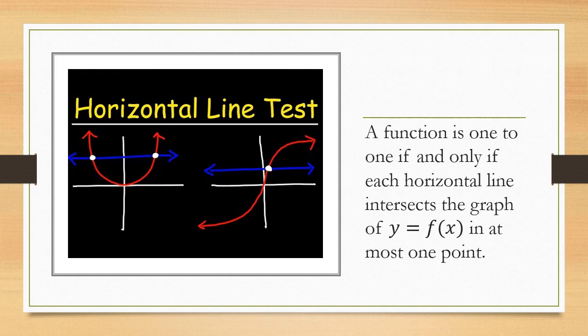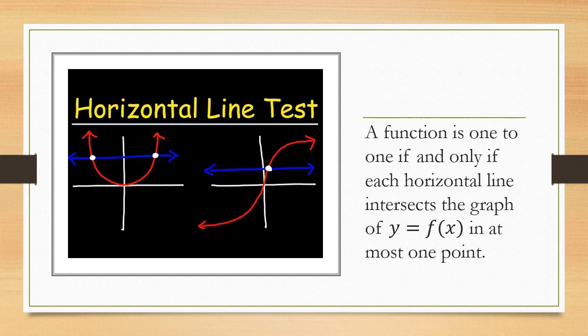Okay, moving on, let's have the horizontal line test. Ano nga bang horizontal line test? A function is one-to-one if and only if each horizontal line intersects the graph of y is equal to f of x in at most one point.